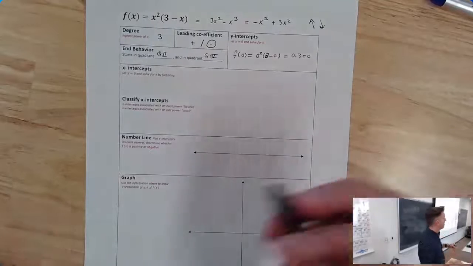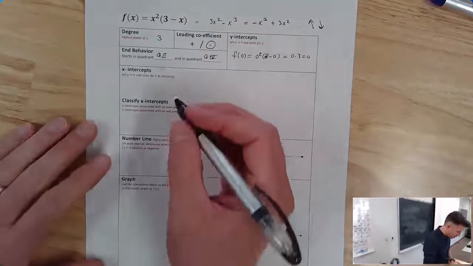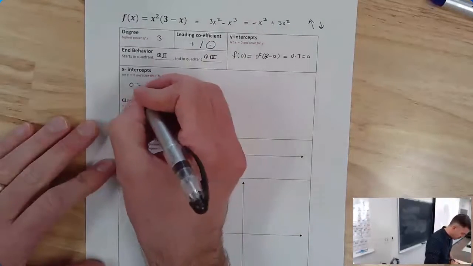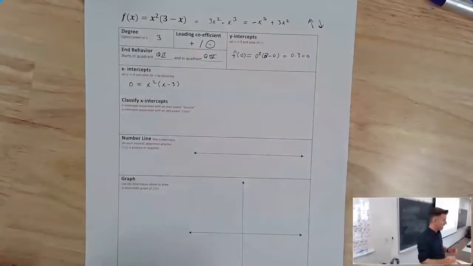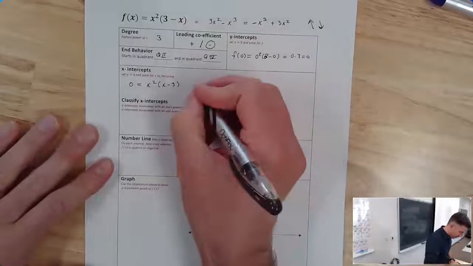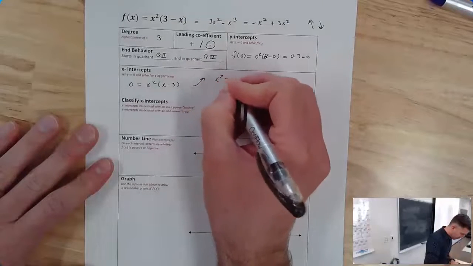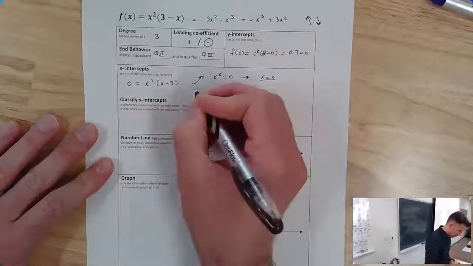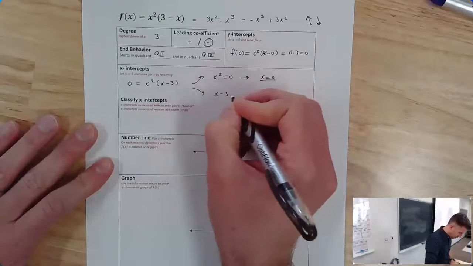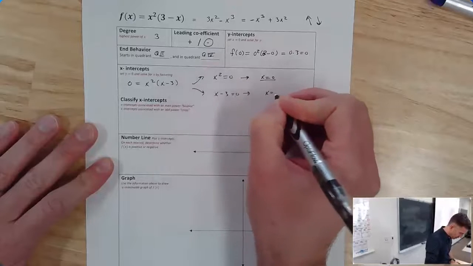On the other hand, the x-intercepts are usually a little bit more work. So we're going to set y equal to 0 and solve for x. So we set either factor equal to 0, and we end up getting x squared equal to 0, which becomes x equal to 0. And then we end up getting x minus 3 equal to 0, which becomes x equal to 3.